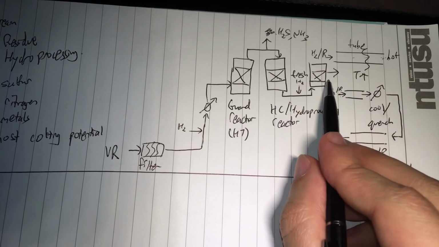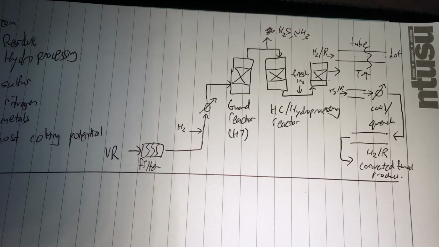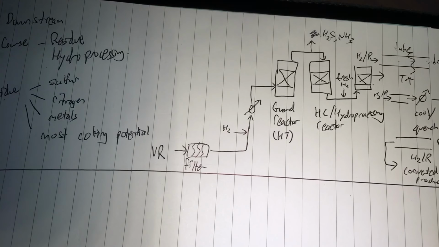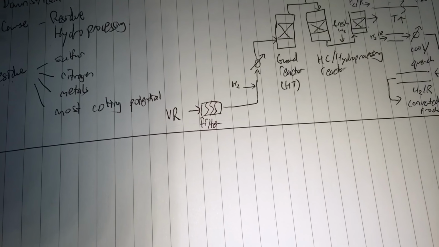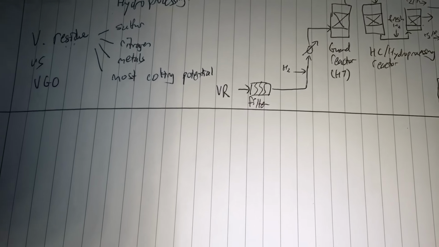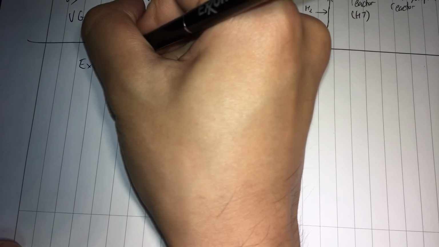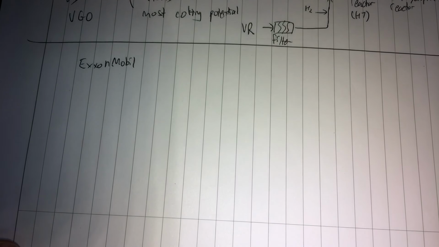Now the last part, you can separate out the various products. And of course, you fractionate it. You separate out the hydrogen from the nasty gases and from the oil. And pretty much you have the fixed bed residue hydrocracker, or residue hydroprocessing. Now one of the processes that uses this kind of setup is called the ExxonMobil resid fining process.